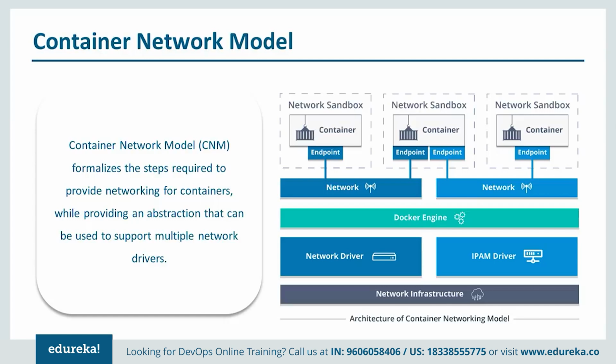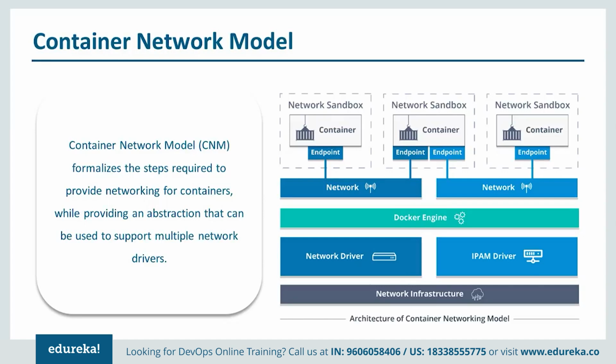Now, what exactly is this container network model? The container network model formalizes the steps required to provide networking for containers while providing an abstraction that can be used to support multiple network drivers. CNM requires a distributed key-value store like Consul to store the network configurations. The container network model has interfaces for IPAM plugins and network plugins. The IPAM plugin APIs are used to create or delete address pools and allocate or deallocate container IP addresses, whereas the network plugin APIs are used to create or delete networks and add or remove containers from networks.